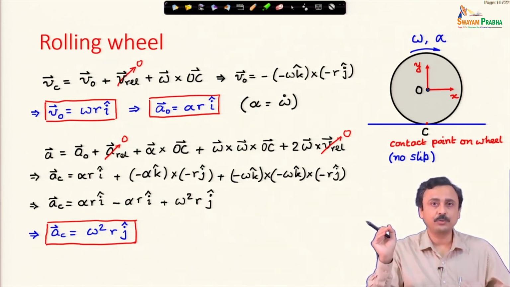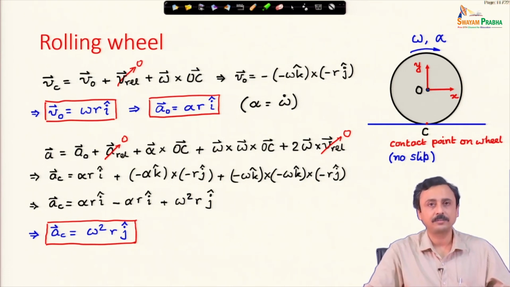Its velocity is 0, but at this instant C has an acceleration which is vertically upwards, and its magnitude is omega square r. The magnitude of this acceleration of the ground contact point is omega square r, and it is vertically upwards.